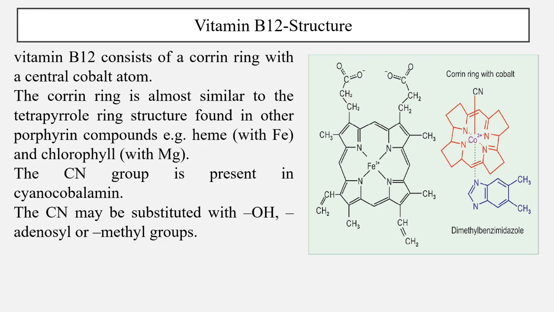In the B12 structure, cobalt binds with cyanide, and then it is called cyanocobalamin. The cyanide can be substituted or replaced by a hydroxyl group OH, adenosyl, or methyl. If an adenosyl group is added in place of cyanide, it is called adenosyl cobalamin, whereas if a methyl group CH3 is added, it is called methyl cobalamin.